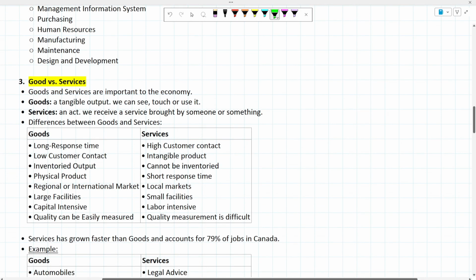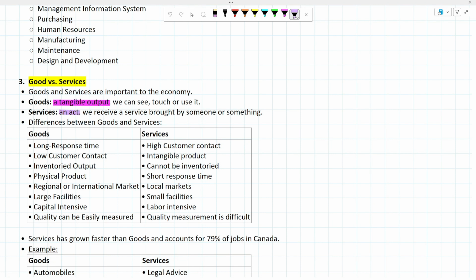So let's look at goods versus services. Goods and services are important to the economy. Goods are a tangible output. We can see, touch, or use it. So let me highlight that in pink. So a tangible output. Services is an act, so I'll put that in purple. So it's an act. We receive a service brought by someone or something.